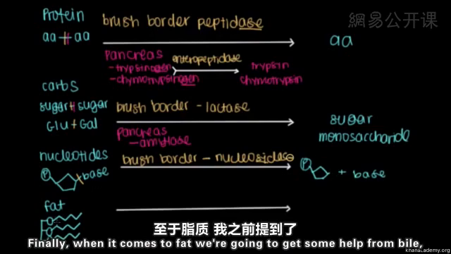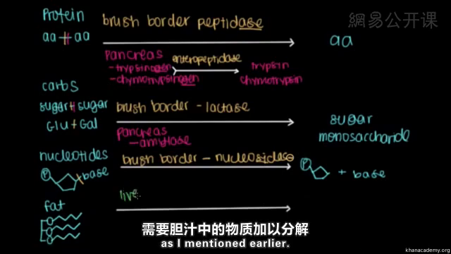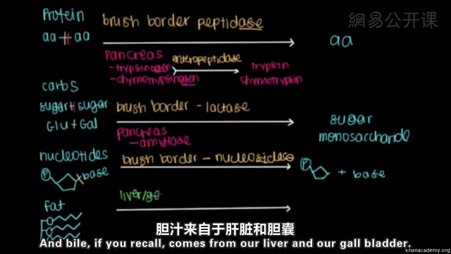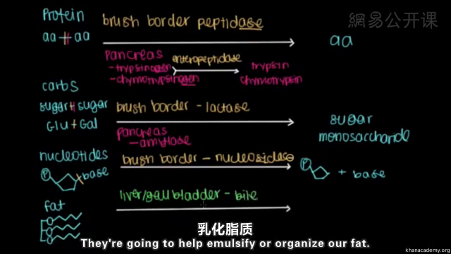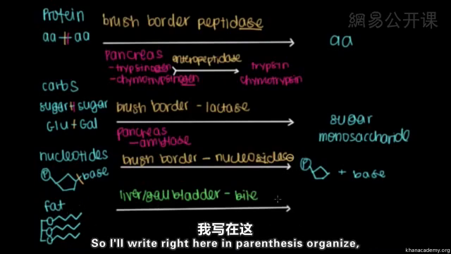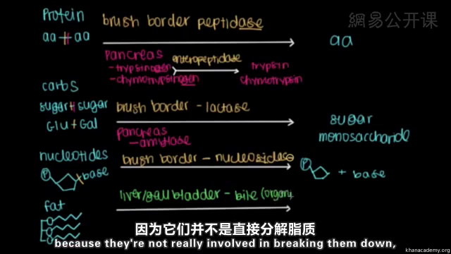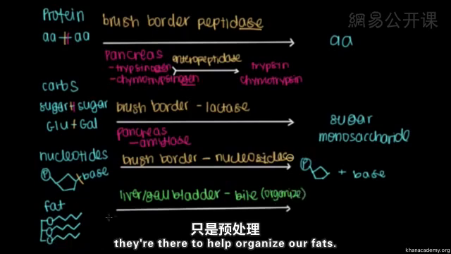Finally, when it comes to fat, we're going to get some help from bile, as I mentioned earlier. And bile, if you recall, comes from our liver and our gallbladder. So these guys are going to release some bile into our duodenum. And they're going to help emulsify or organize our fat. So I'll write here in parentheses organize, because they're not really involved in breaking them down.